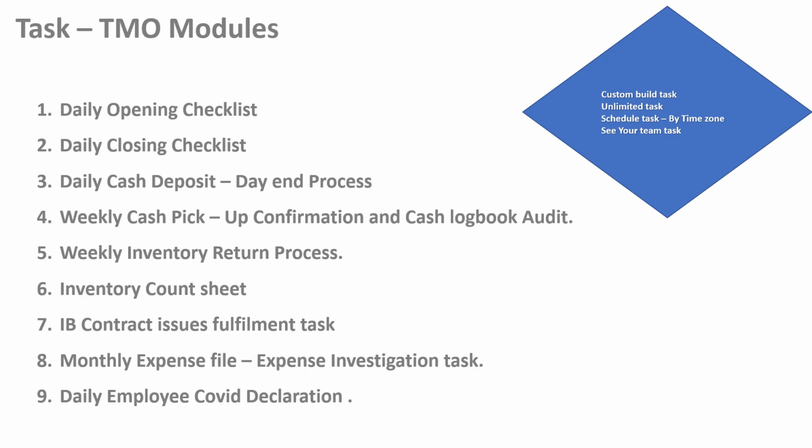In the task module, what T-Mobile dealers are using at the moment, and making good use of, is a daily opening checklist and a closing checklist. This can all be scheduled by time zone, and the records are kept on their own. So it's not that we have to do this every day. You just set it once, launch it and sit back, and you keep on seeing your compliance on the opening checklist and closing checklist.